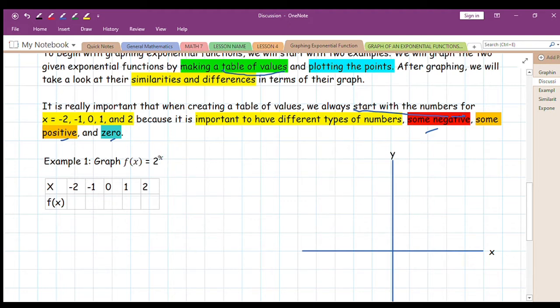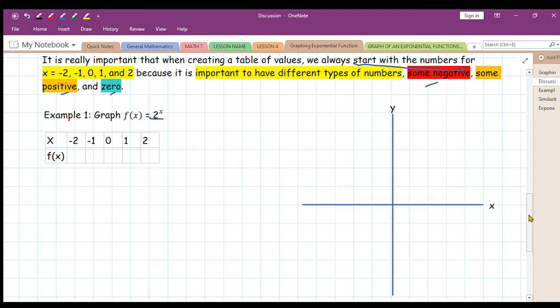Now let's try this mother function, or parent function, f of x is equal to 2 raised to x. How are we going to graph this kind of exponential function? Okay, as I told you before, it is really important to have three kinds of numbers or integers: the positive, the negative, and 0. So I take -2, -1, 0, 1, and 2 as the values of x, as we input them in the exponent with the base of 2.